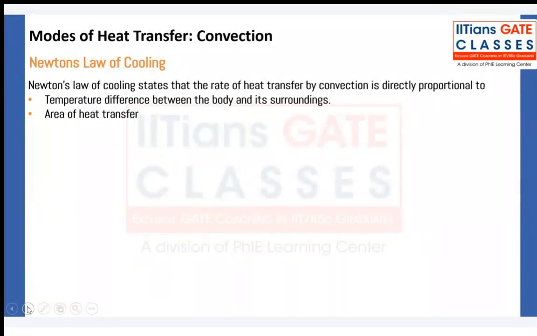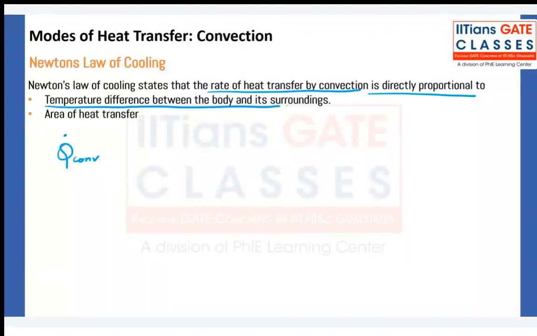We have less time and a lot of content to cover. Now, Newton's law of cooling. It is the governing law for convection. It says that the rate of heat transfer by convection is directly proportional to the temperature difference between the body and its surrounding.